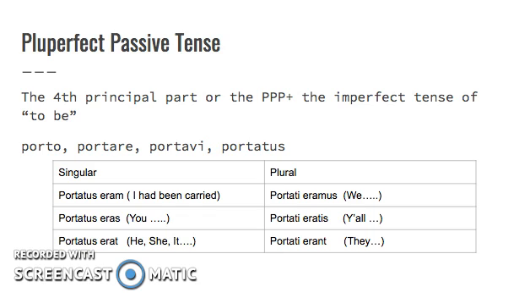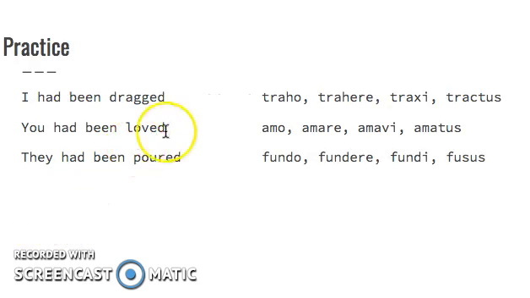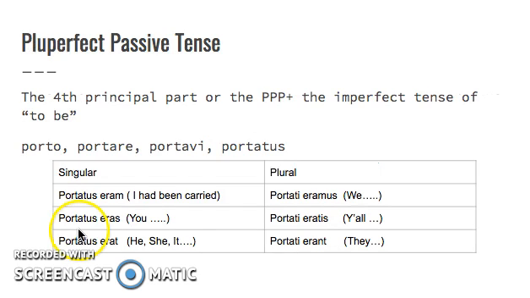And so let's turn around and practice. Right, so we are going to write I had been dragged in the pluperfect passive tense. We'll give you 2 minutes to figure that out. So I had been dragged, we will take the fourth principal part, tractus, and because it's singular, it will be tractus, then we'll go to our ending, so it will be tractus eram.